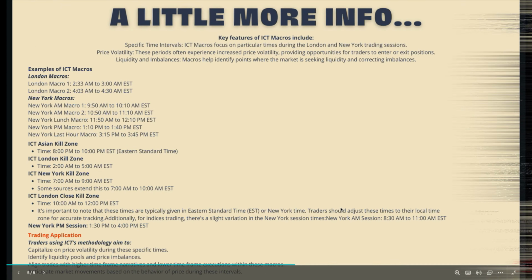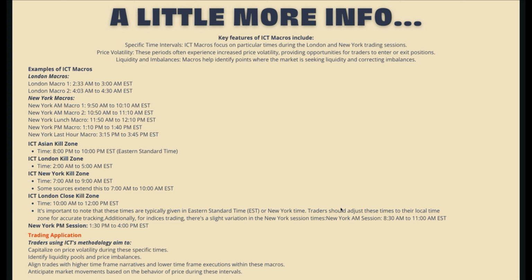Okay. Now, to give you a little bit more info, here are some key features of ICT macros. Specific time intervals: ICT macros focus on particular times during the London and New York trading sessions. Price volatility: these periods often experience increased price volatility, providing opportunities for traders to enter or exit positions. Liquidity and imbalances: macros help identify points where the market is seeking liquidity and correcting imbalances. Now, that is the main feature or key point of macros. Like I said, when it comes to kill zones, it's mainly just trading windows.